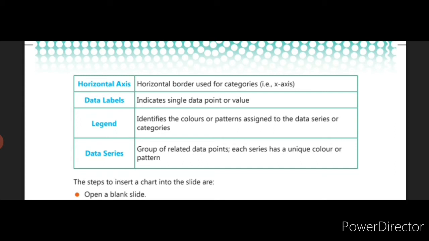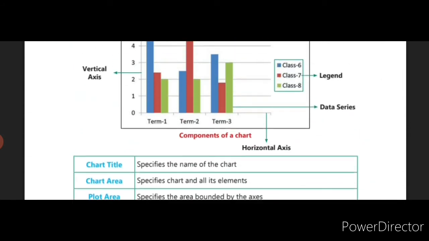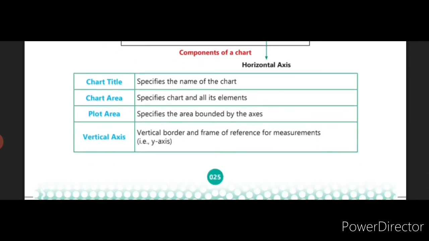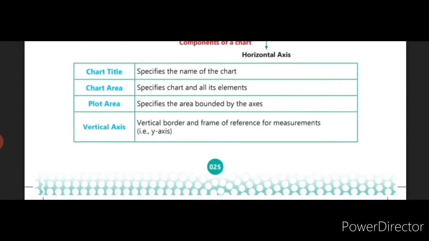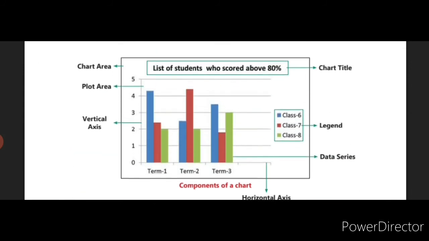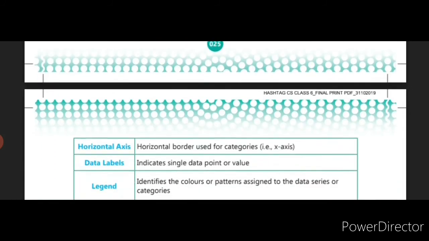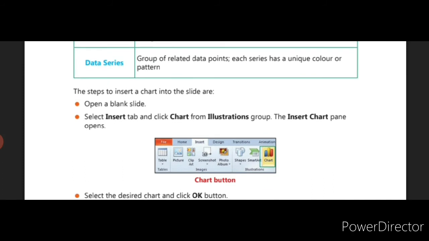On the last option is the chart option. In the illustration group, 3 options will be there. So you need to select the chart option. Select the desired chart and click the OK button. After clicking the chart button, you will see various chart options: column, line, pie chart, bar chart, area, several chart types are there. This shows the insert chart pane.